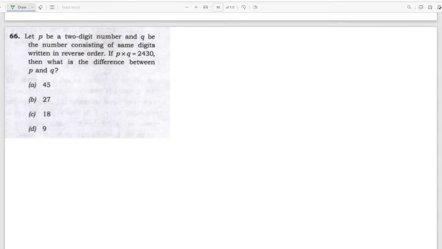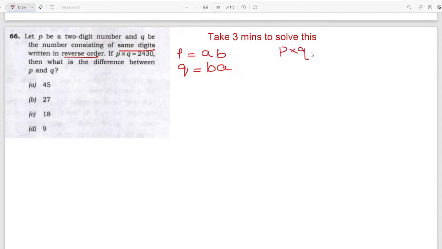Take 2 minutes, 3 minutes to solve this question. So let P be a 2-digit number and Q be the number consisting of the same digits written in reverse order. So if it is AB, the reverse order is BA. This is P, this is Q. If P into Q is 2430, then what is the difference between P and Q? So they are asking what is P minus Q.